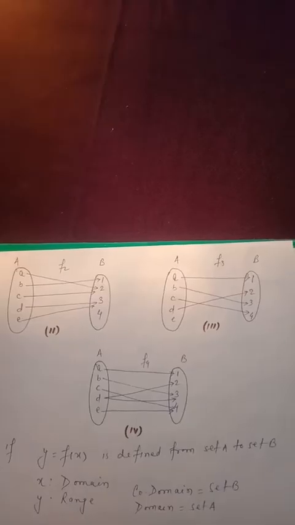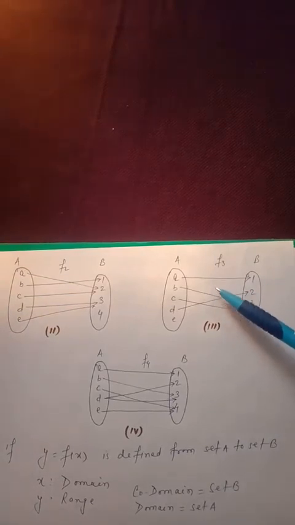Now see the second one. This is F2 and you can see here A, B, C, D, E. Nobody is left in set A, meaning every element of set A is associated with an element of set B. It means it is a function. Just check the second condition. There is not an element which is related with more than one element in set B. Therefore, F2 is also a function.